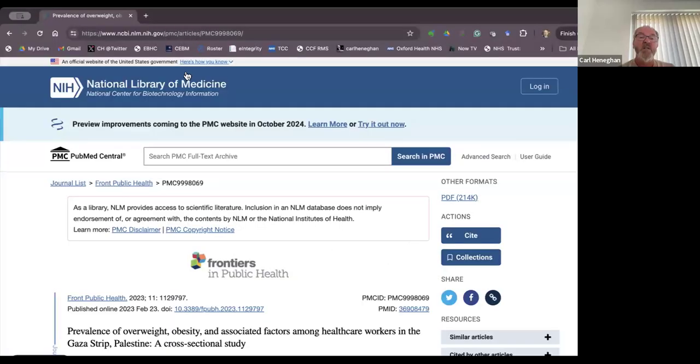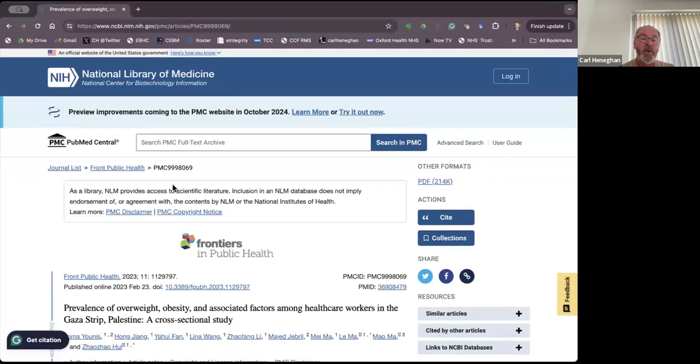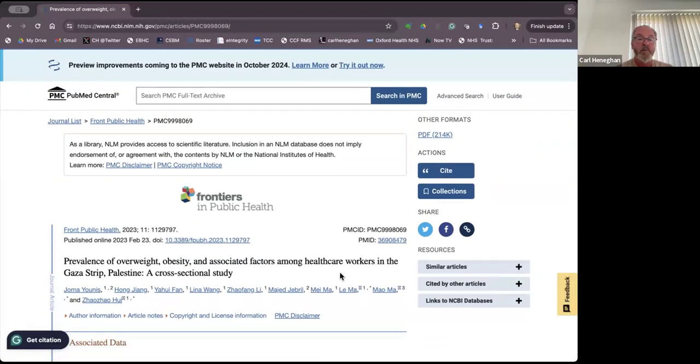For instance, if you wanted to do a systematic review of the prevalence of obesity and factors, you'd probably say that's been done. But if you suddenly say, well, actually, I want to do it in Palestine or somewhere very specific, you can very quickly find studies like this, which are very specific populations. Gaza Strip, Palestine. You've got healthcare workers, a very different population to US healthcare workers, for instance.